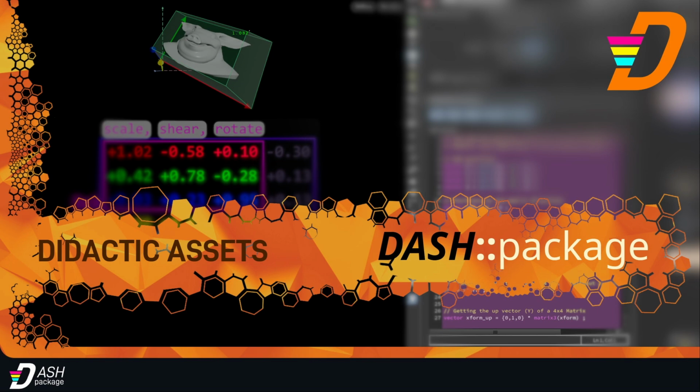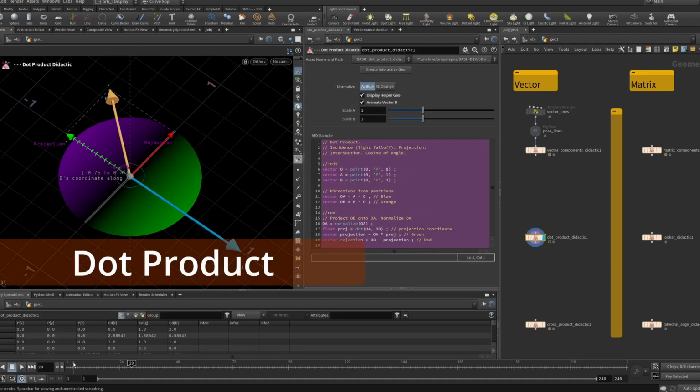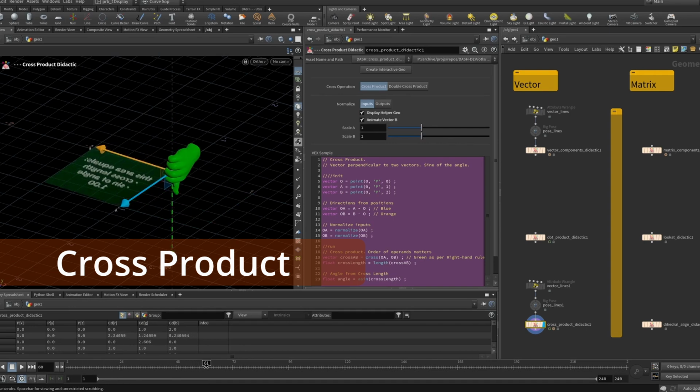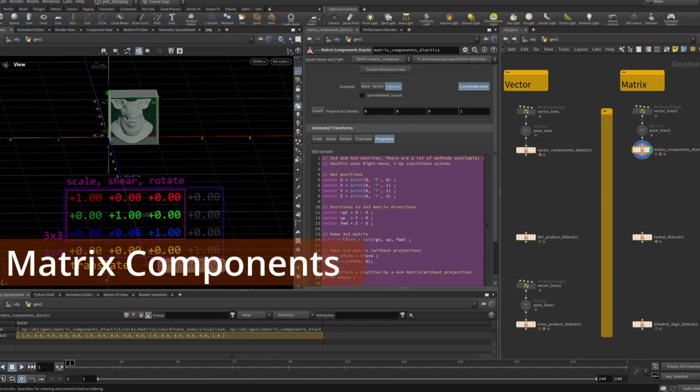Hello, Pedro here, and this next Dash package release, the focus will be on didactic assets. These assets are not supposed to be building blocks or part of a setup, but they are supposed to be a visual aid, an interactive toy, part of a presentation about educational topics. As you can see, vector and matrix there in the network view. So this is going to be about linear algebra.